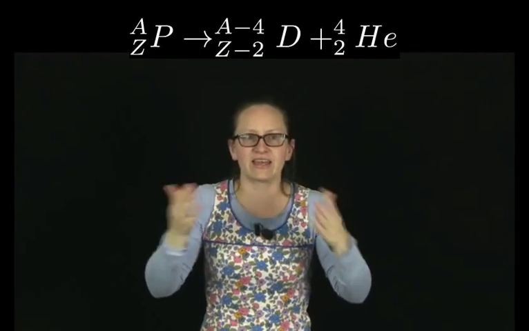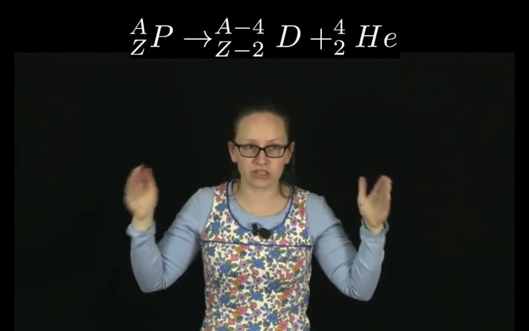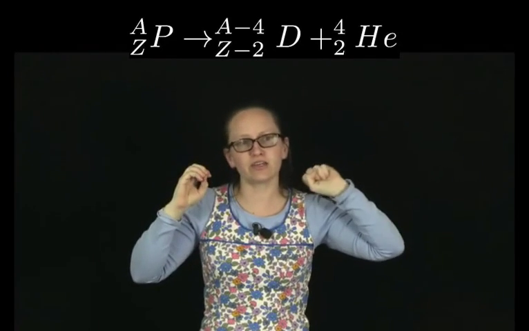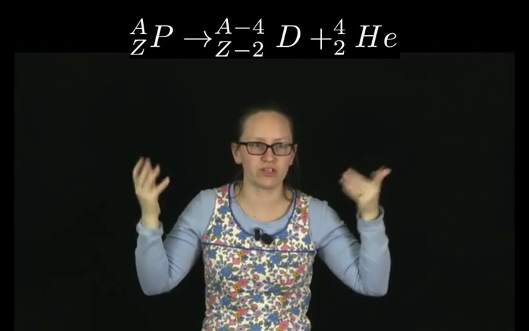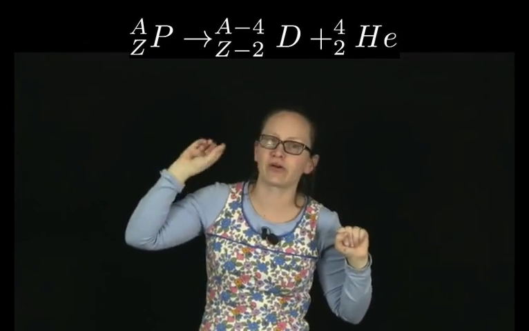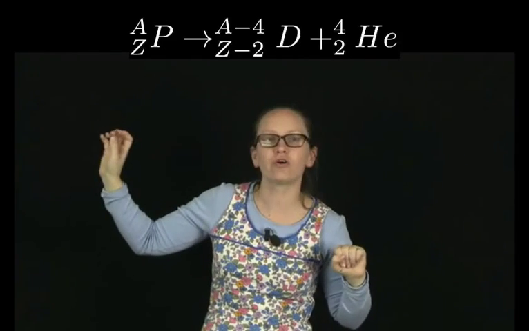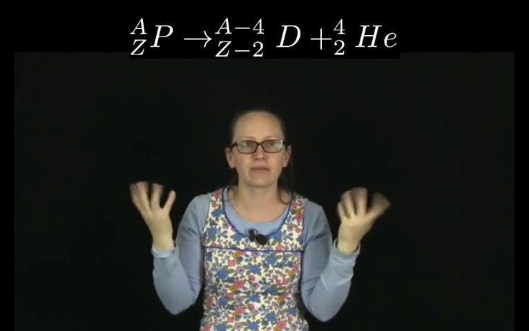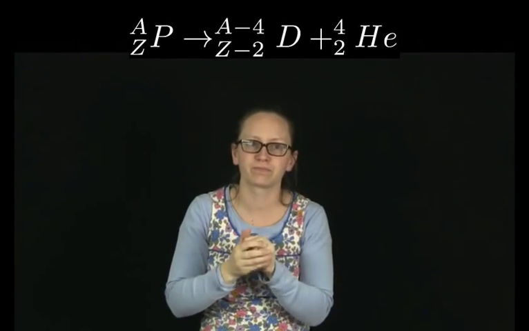So you can see here that the number of nucleons is conserved across this reaction. On the left-hand side, we have the number of nucleons equal to A. On the right-hand side, we've got A minus 4 plus the 4 in the helium nucleus, so A. So the number of nucleons is conserved.